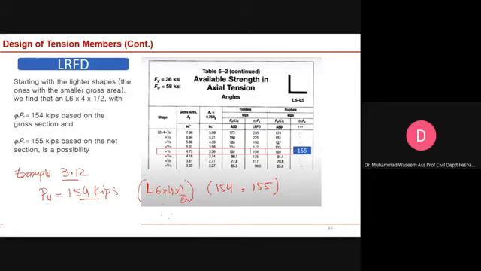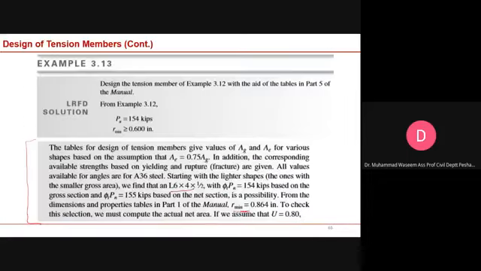But wait, you have to check: is your effective area equal to U times 0.75 gross area? If this relation holds, you can directly select from this table. Otherwise, you have to do iteration. And what are those iterations? Now, if you remember, this is from the same example. The minimum radius of gyration should be greater than this much.